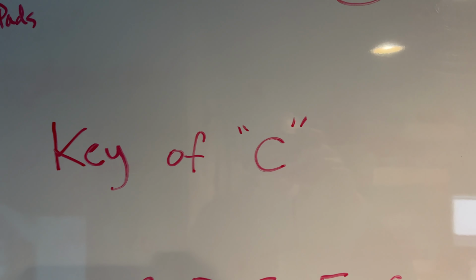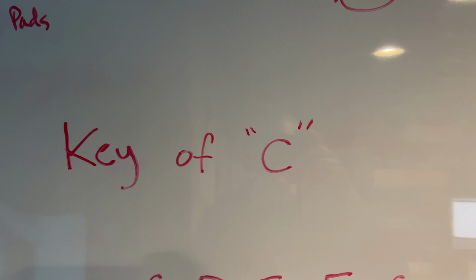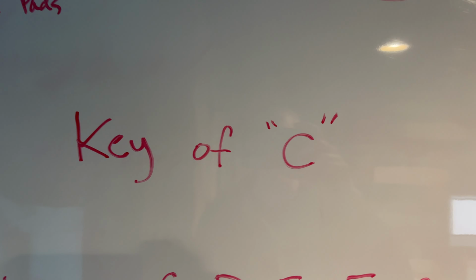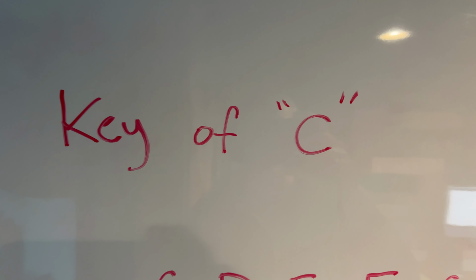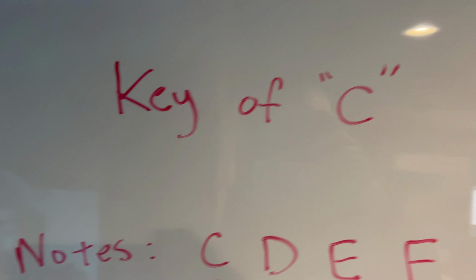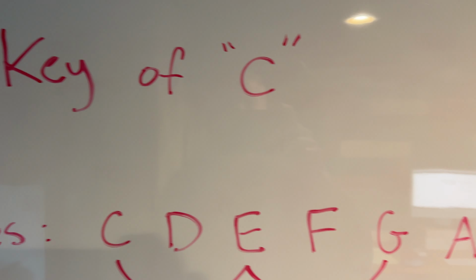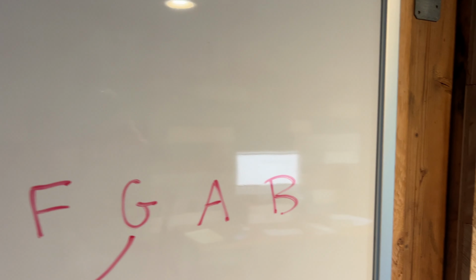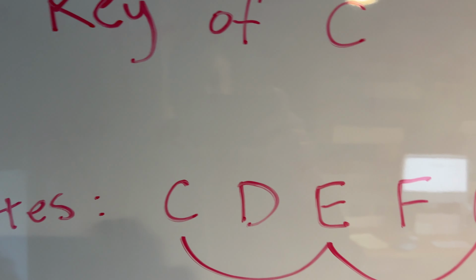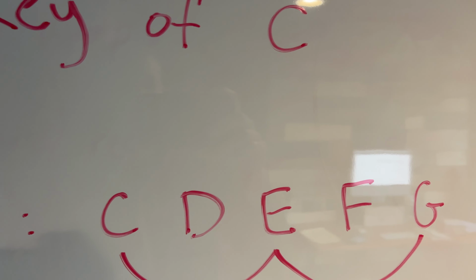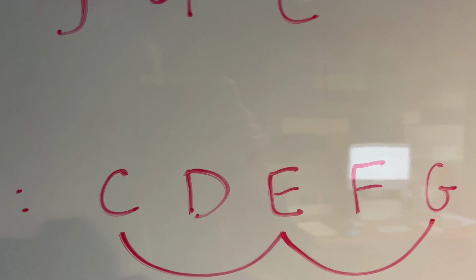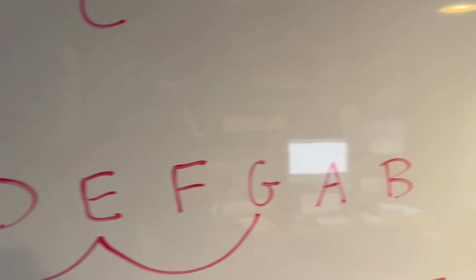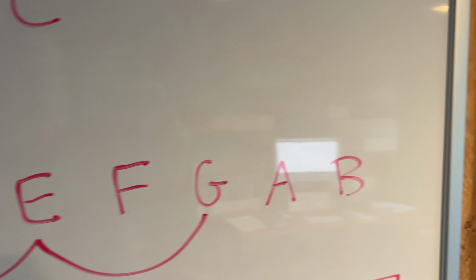Okay, so here is your first lesson on the circle of fifths and chord progressions and all those things. We're going to start out with the key of C. The key of C has 7 notes in it. We've got C, D, E, F, G, A, B, right? No sharps, no flats. So if you were playing on a piano, you'd be hitting only the white keys. C, D, E, F, G, A, B.